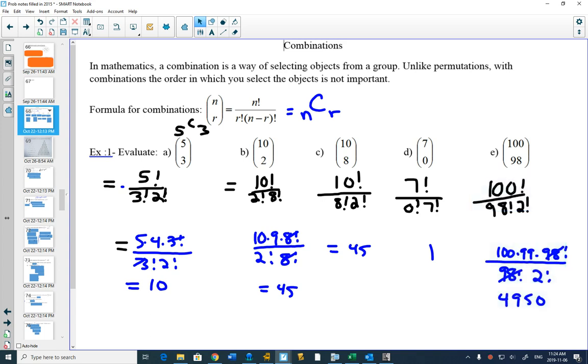100 choose 98. Expand the bigger one. Divide by 2. 4,950.